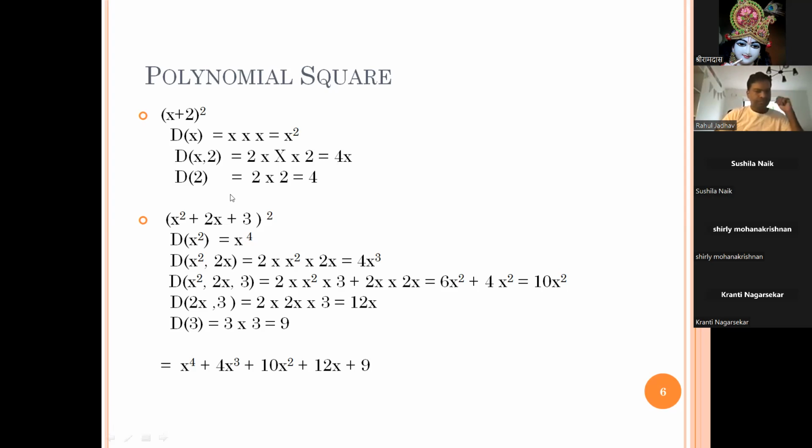Is this clear how to do it? Yes, sir. Very simple. The same technique we use for numbers, we use for the polynomial. Poly means what? Variable values. Should I move to the next slide? Yes.